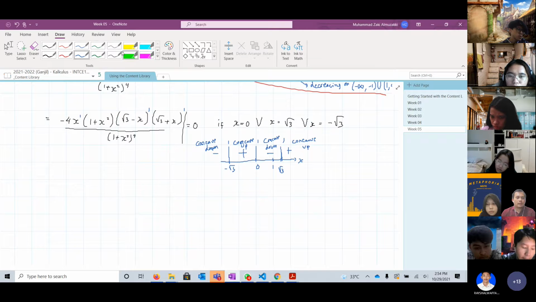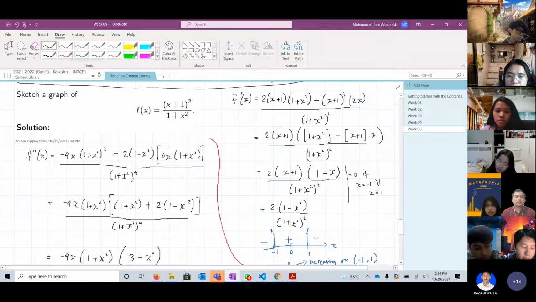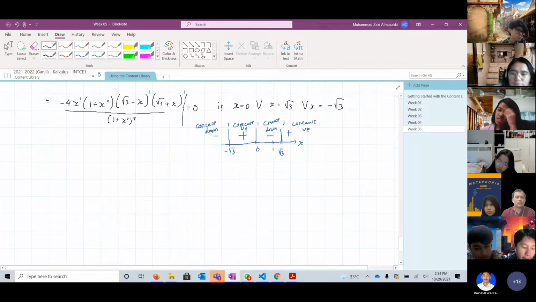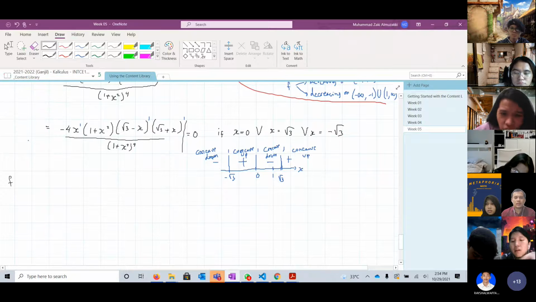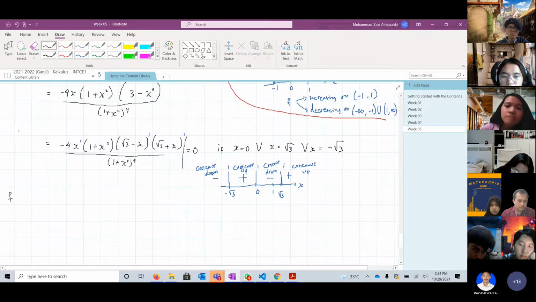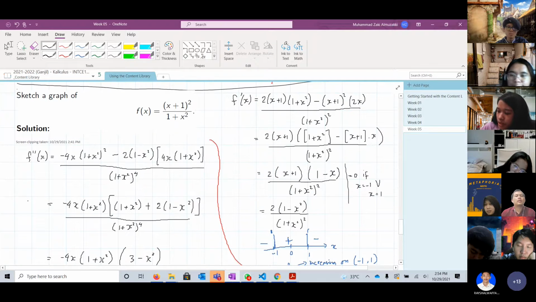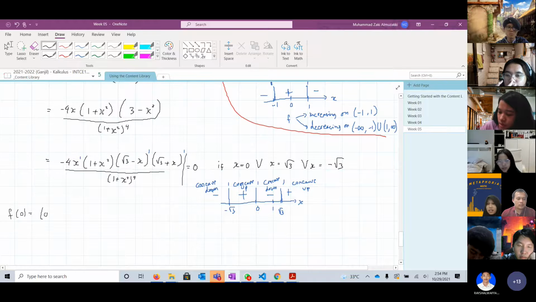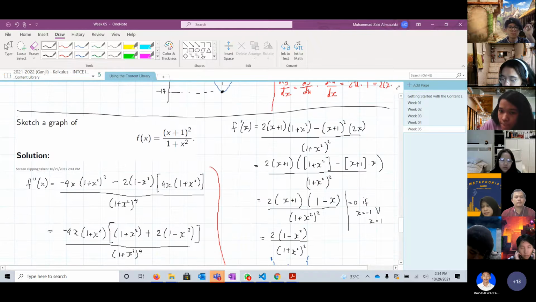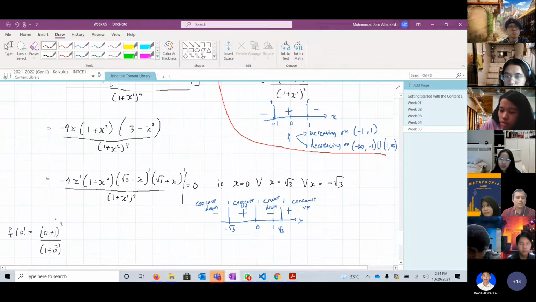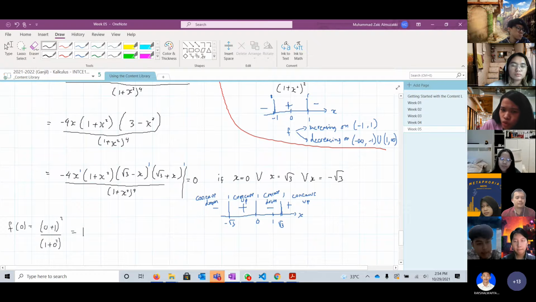So now we finally can try to draw the picture, but before that we have to find the values for f(0) and f(-1). Okay, f(0) is (0 plus 1) squared over (1 plus 0 squared). So in this case we have 1.